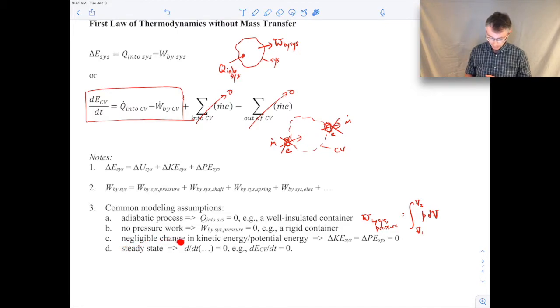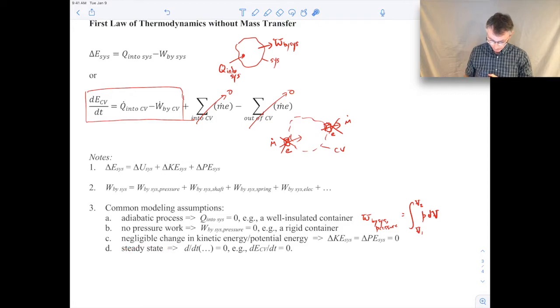Another one that's pretty common is negligible change in kinetic and or potential energy. That might occur if you're dealing with a system that's stationary. If the system is moving around rapidly, changing its speed or moving elevation, then those assumptions might not be good ones. But if it's just a stationary system, or one that just moves very, very slowly so that the kinetic energy is always about the same, or only changes its elevation a very small amount so its potential energy is about the same, then it's a reasonable approximation to say that changes in kinetic energy and changes in potential energy are zero. Okay, so that's a pretty common one that we use.